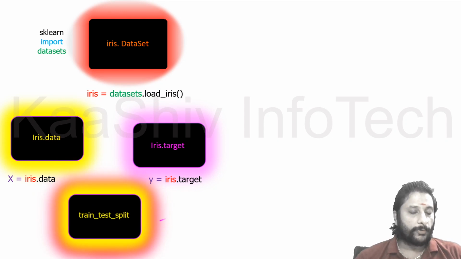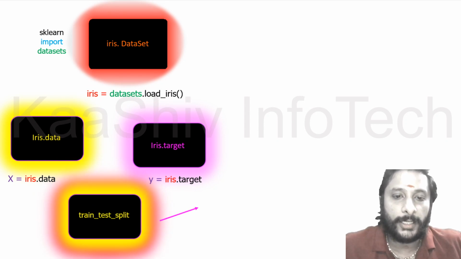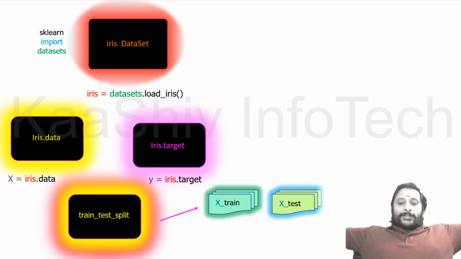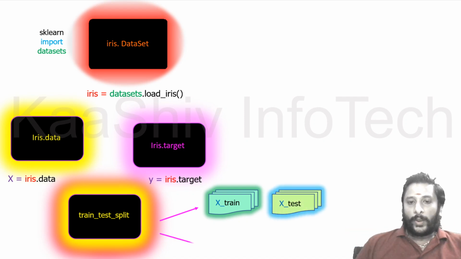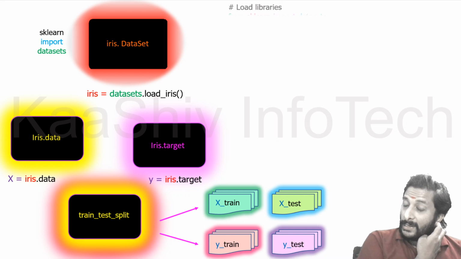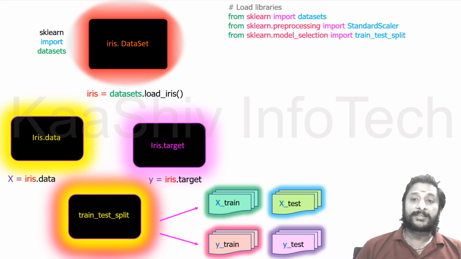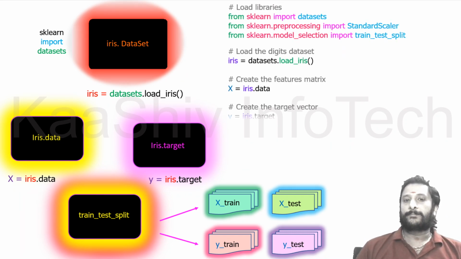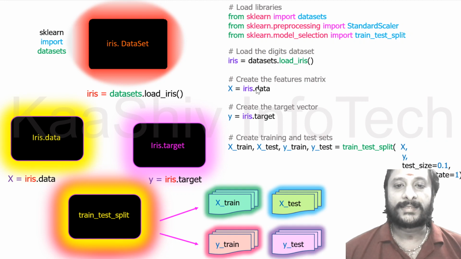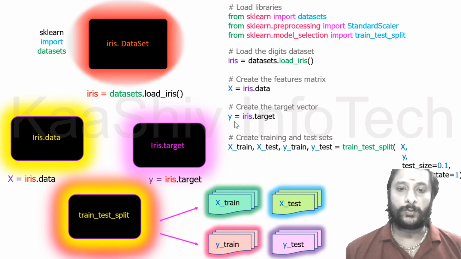Now I'm trying to apply this train test split functionality, which will give the x underscore train, x underscore test, and the same concept with the y underscore train and y underscore test. You got the segregation using this train test split functionality. I got the libraries ready. I got the load iris dataset: X is iris the data, y is iris the target. Here are the 4 data sets I want.